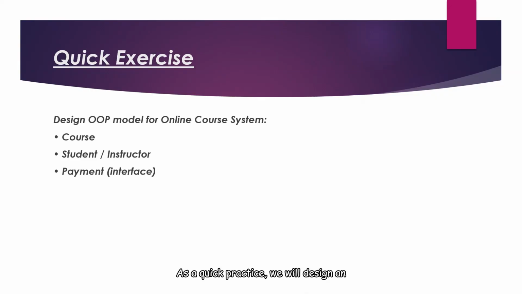As a quick practice, we will design an online course system. We identify key entities such as course, student, and instructor, and define relationships and behaviors. This helps us strengthen our object-oriented thinking.